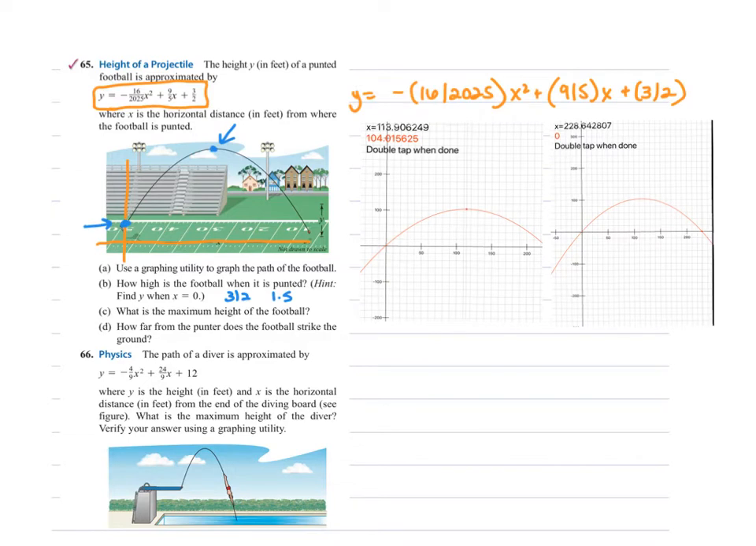Okay, so I graph these on my graphing utility, and then notice that C says, what's the maximum height of the football? So I double tap the screen and I find maximum. I tap at the top and I get this coordinate point here, 114.9 and 104. So the maximum height is just the y coordinate, which would have been 104 feet. Then it says, how far from the punter does the football strike the ground? So I want to know when it comes back to the ground, which is going to be the 0 that's over here. And that coordinate point is 228.6, so we're going to say approximately 229 feet.